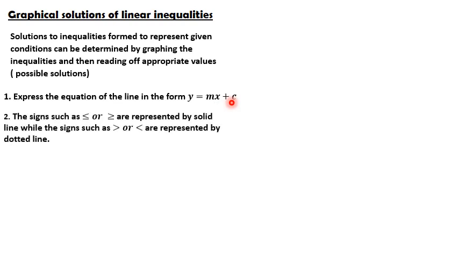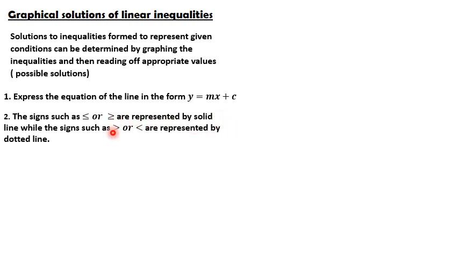Point number two, the signs such as greater than or equal to or less than or equal to are usually represented by a solid line when we are drawing on a piece of paper. That is a continuous line. While the signs such as greater than or less than are represented by a dotted line. So when you have the sign greater than or equal to, or less than or equal to, then the line that you are supposed to represent should be given as a solid line, a continuous line without dots.